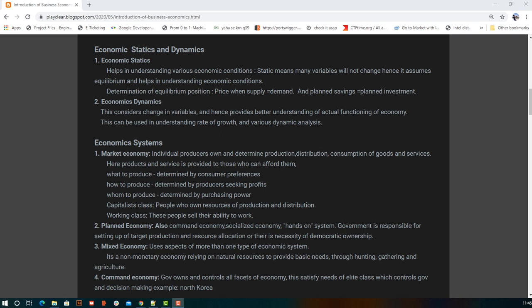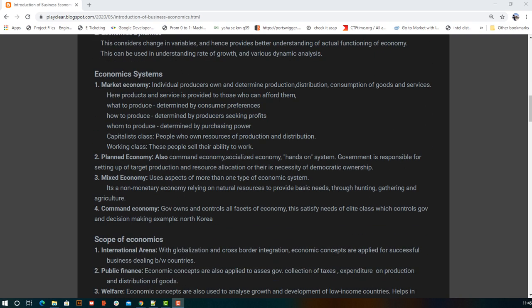Next we have mixed economy. So this uses both market economy and planned economy. So here even the private organization and government organization both play a key role, and they try to support each other in the mixed economy. So we can say in India we have a kind of mixed economy.